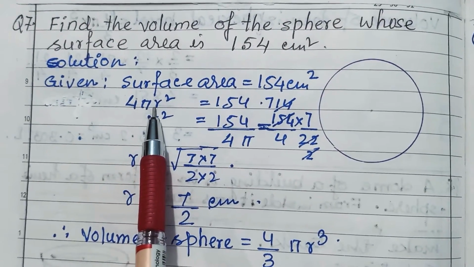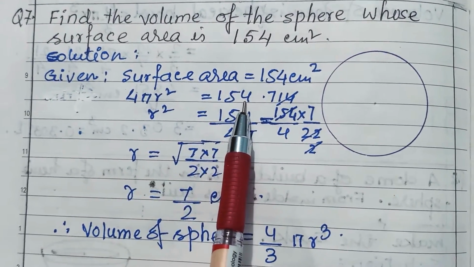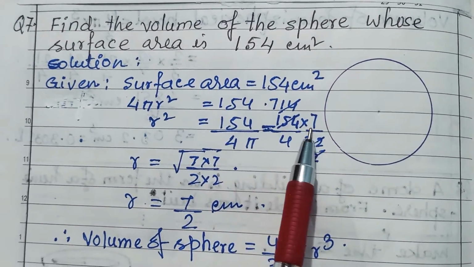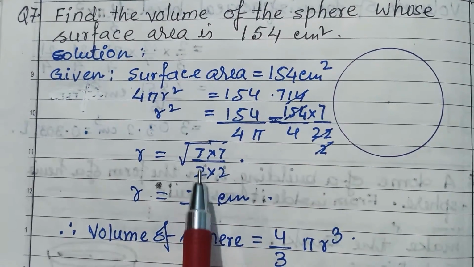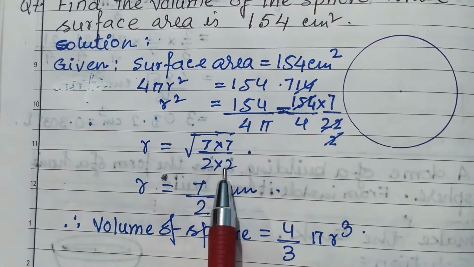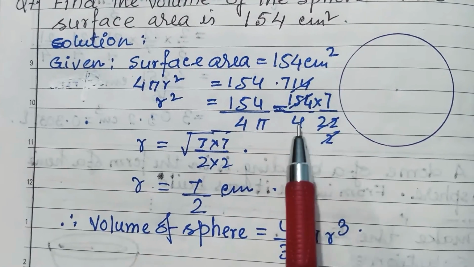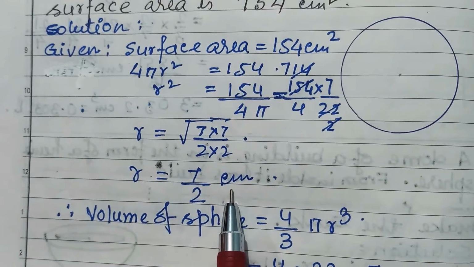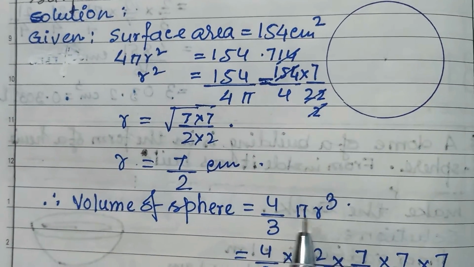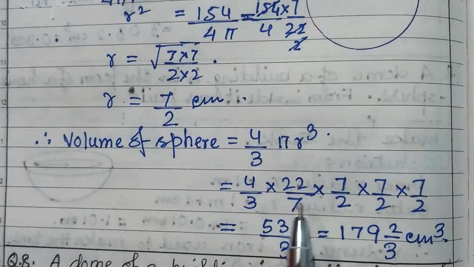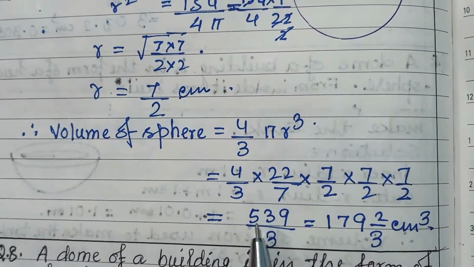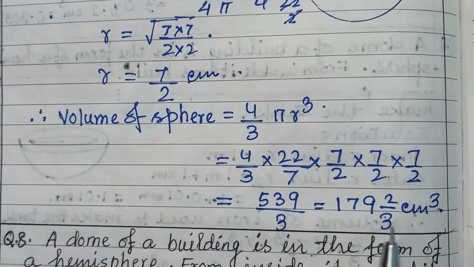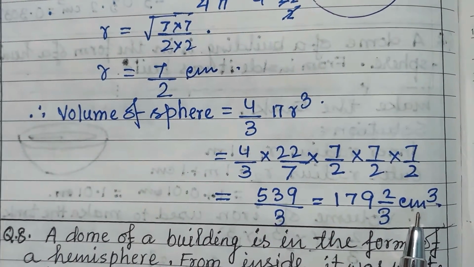Formula is 4 pi r square is equal to 154. So r square is equal to 154 upon 4 pi, that is equal to 7 into 7 upon 2 into 2, so r is 7 upon 2 centimeter. Volume of sphere is 4 upon 3 pi r cube, that is equal to 539 upon 3, which is 157 whole 2 upon 3 centimeter cube.